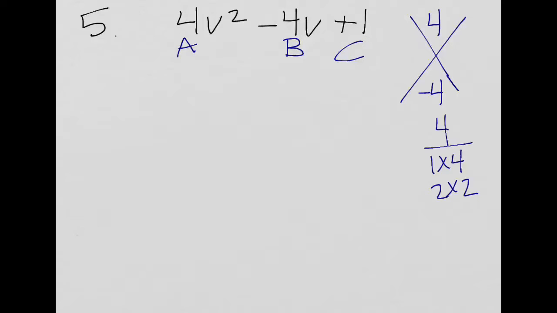But I need a negative 4. And so if I'm going to add 2 plus 2, that's going to give me positive. So they both have to be negative. And if we check that, negative 2 times negative 2 is positive 4. Negative 2 plus negative 2 is negative 4. So that's my answer. A is not 1. Sad day.